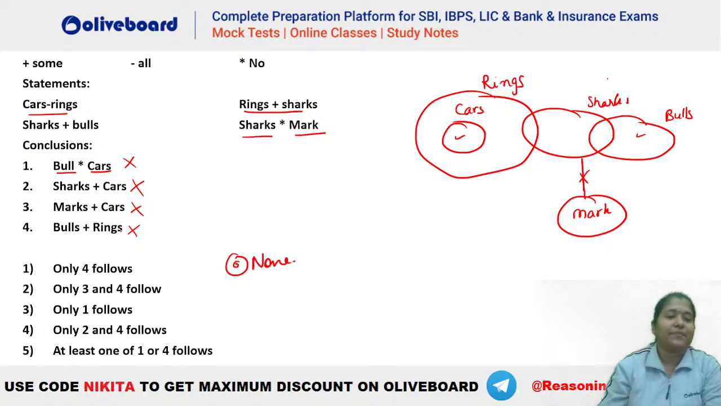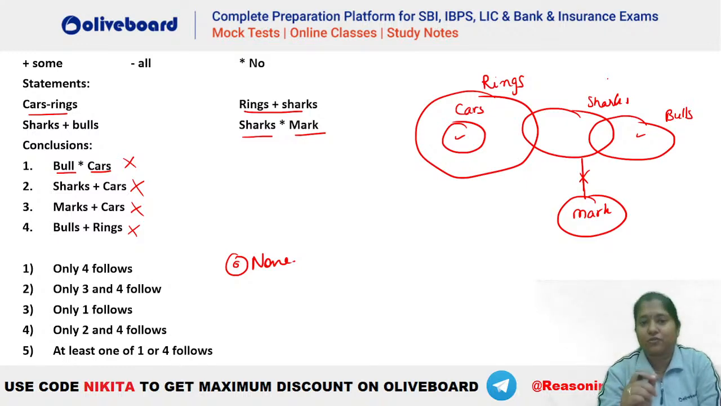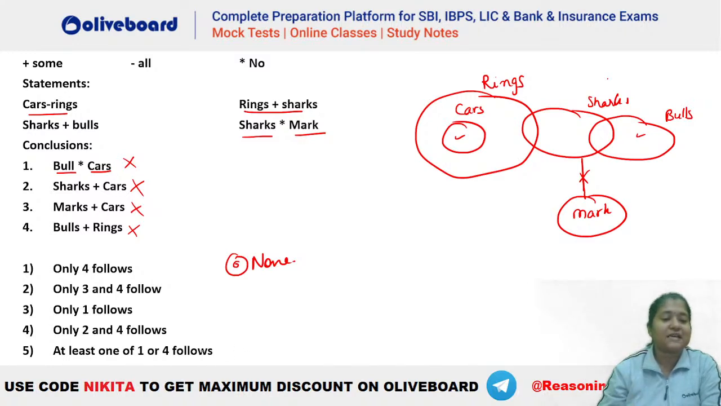But let's say, what about first and fourth? We can see that first is bulls asterisk cars, fourth is bulls plus rings. If it was, let's say, bulls asterisk rings and bulls plus rings, we would have said that either or would be the situation. That is either no bulls are ring or some bulls are ring, right? That would have given us an either or. But option number 5 says that at least 1 or 4 follows. That means either this one is true or this one is true or both are true.